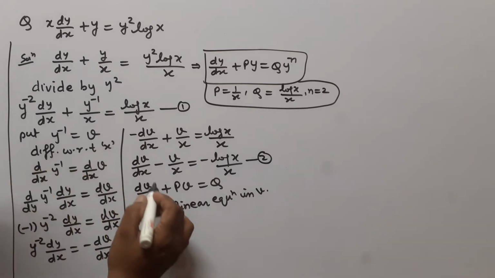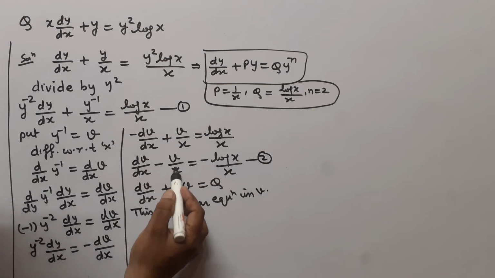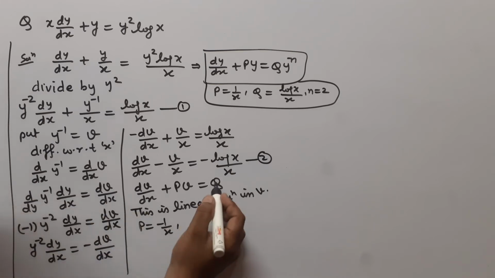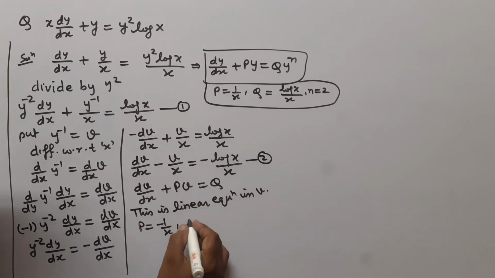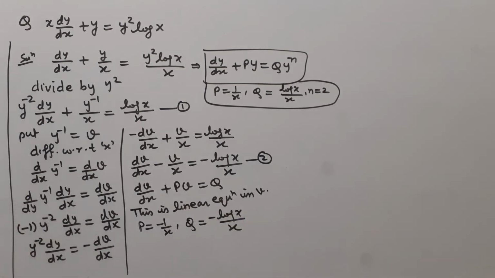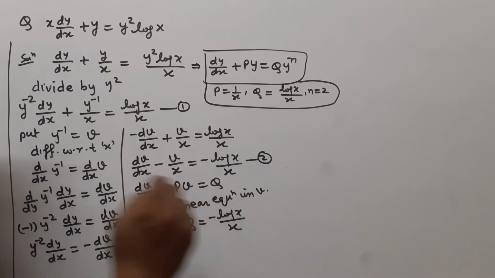Now we can compare these two equations. Here the coefficient of v is P, and here the coefficient of v is minus 1 upon x. So P is equal to minus 1 upon x. And here q is minus log x upon x, so q is equal to minus log x upon x. Now we find the solution of equation 2, which is a linear equation.